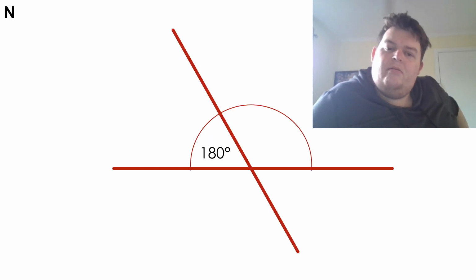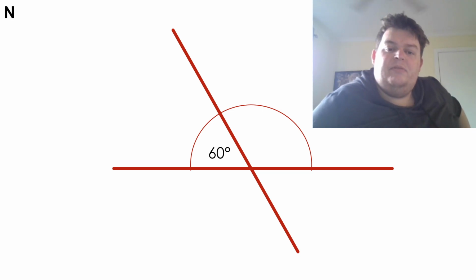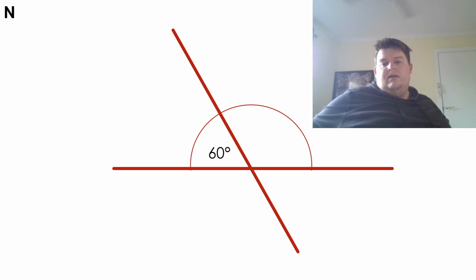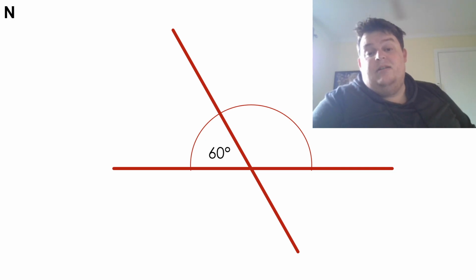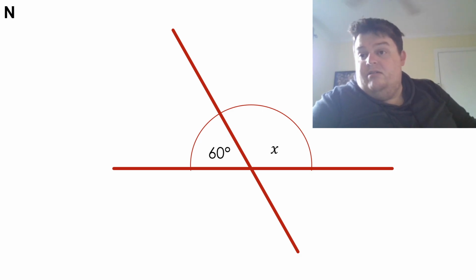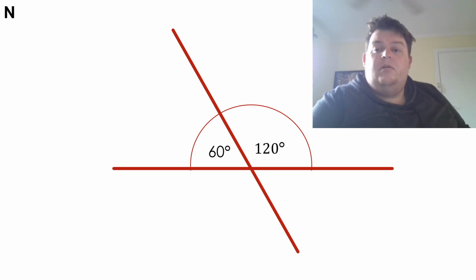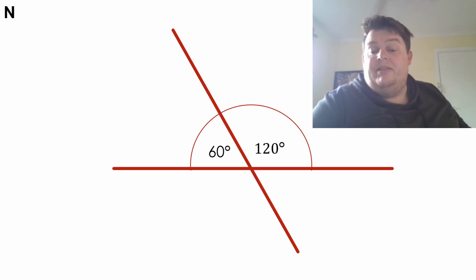Now, I've put a line across it, which is also a straight line, coincidentally, and I tell you that this is a 60-degree angle. What is the value of the other side? How could I even figure that out? Well, if the whole thing is 180, I can do 180 minus 60 will give me the value of x, which is 120. And this is, I guess, a concept that we're going to be looking at this lesson.